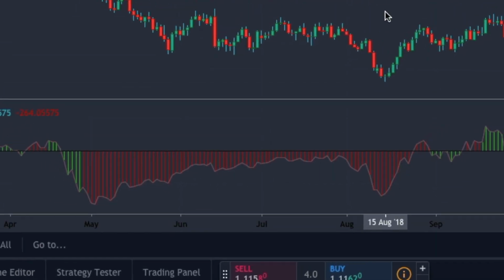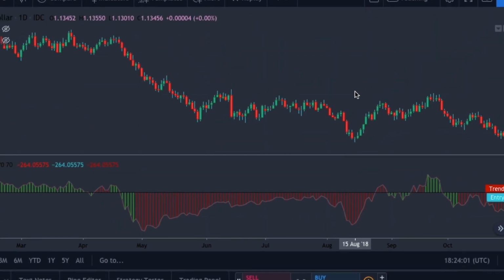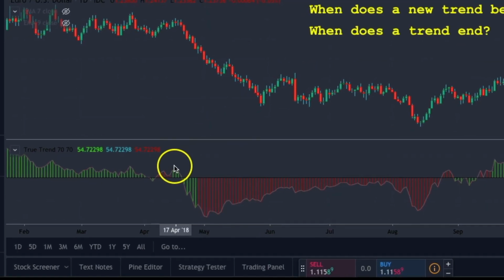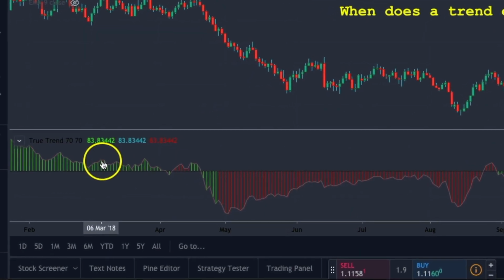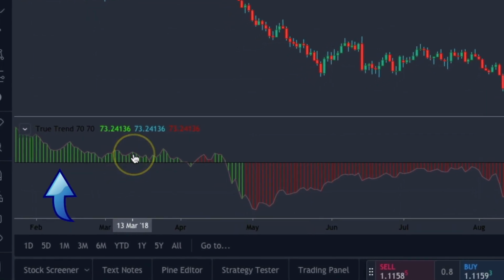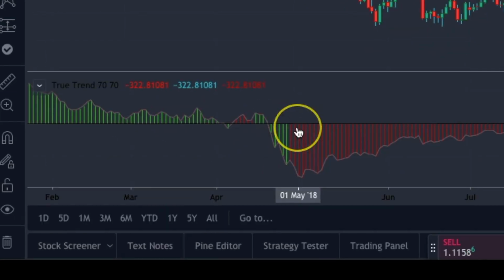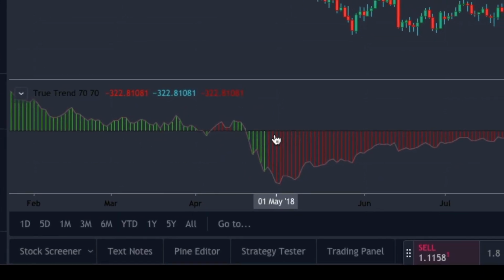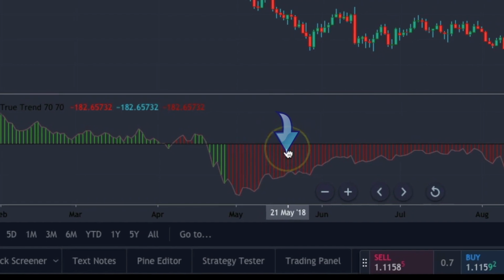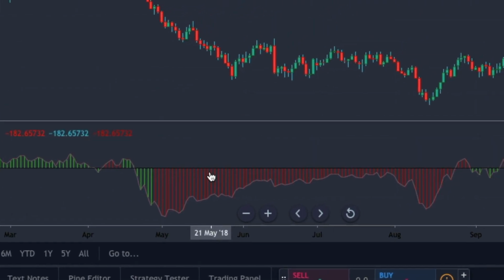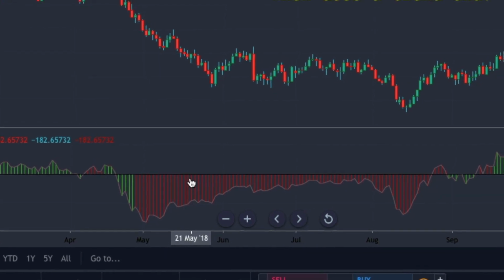You have heard the age-old question before that everyone asks about trend trading. When does a new trend begin? And then the other question that comes along with it, when does a trend end? Now, the Trend CCI, which is what you see here, and again, it's positive. If any reading is showing positive, which means it has a reading above the zero line, then that means that price is in an uptrend. The trend is up. And anytime the reading is negative, when your reading is below the zero line, very simple, the trend is down.